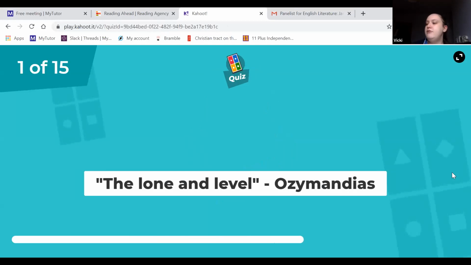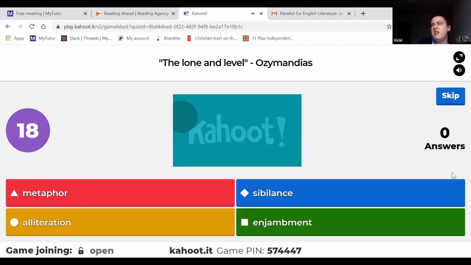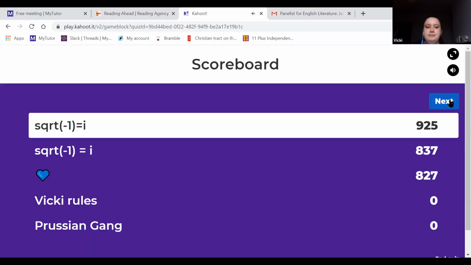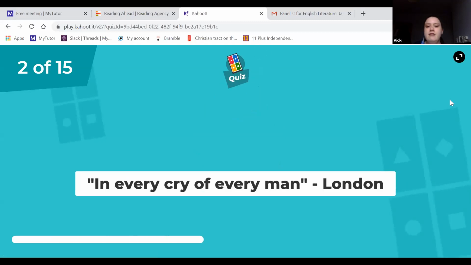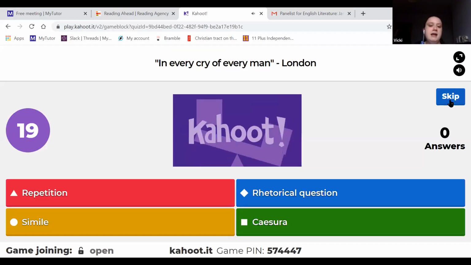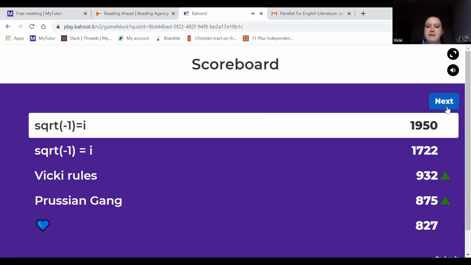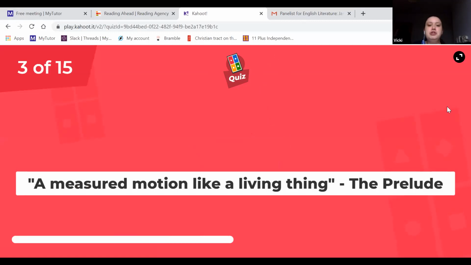"Lone and level" from Ozymandias, which I think is one of the harder ones personally. I don't take very well to Ozymandias, it's tricky. Alliteration, yes: lone and level, so the repetition of the L sound. "In every cry of every man", London, William Blake. Could read Blake all day. Fantastic poet. Repetition, so you've got every being repeated there. Lovely stuff.